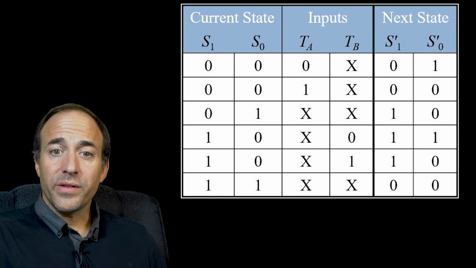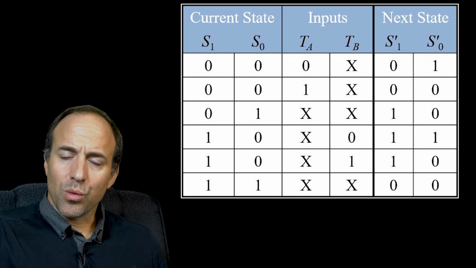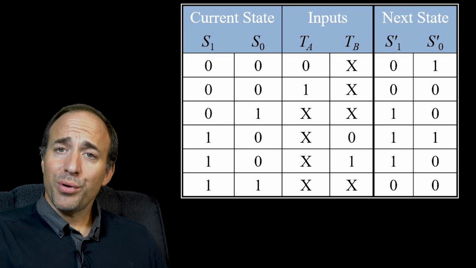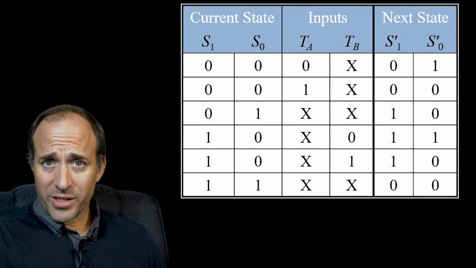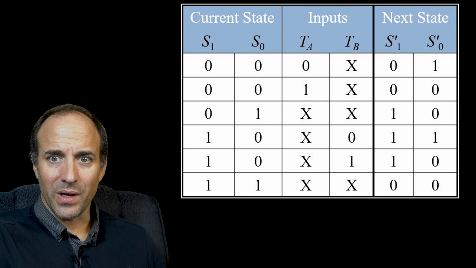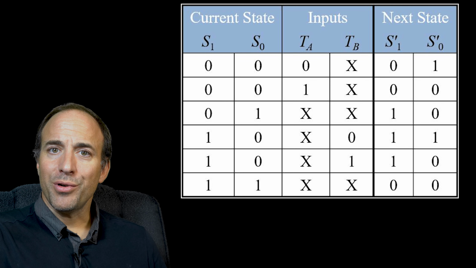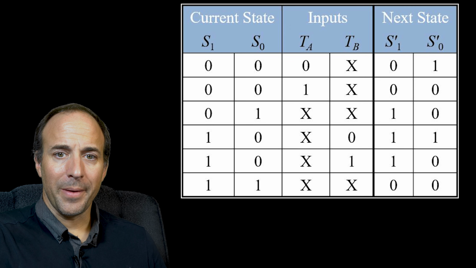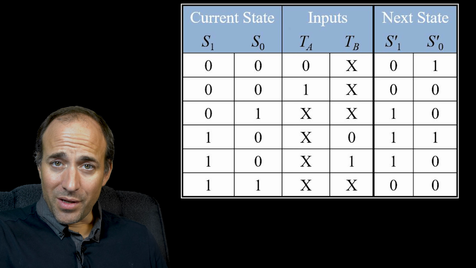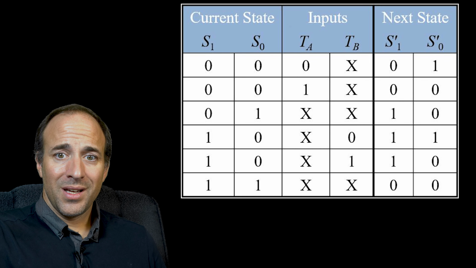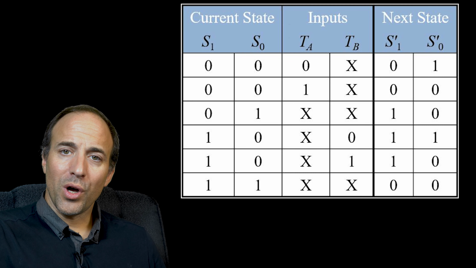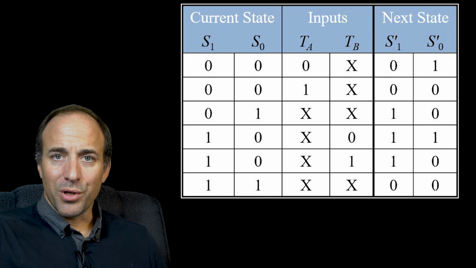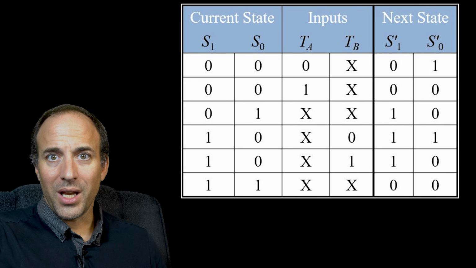This allows us to create our truth table, in which each row of the truth table is a transition, and where the inputs of the truth table are the current state, S sub 1, S sub 0, and the state machine input bits, which are TA and TB. And the outputs of the truth table are the next state bits, S prime sub 1, S prime sub 0. Once we have that truth table, we can convert the output columns to Boolean logic as you would for any truth table.